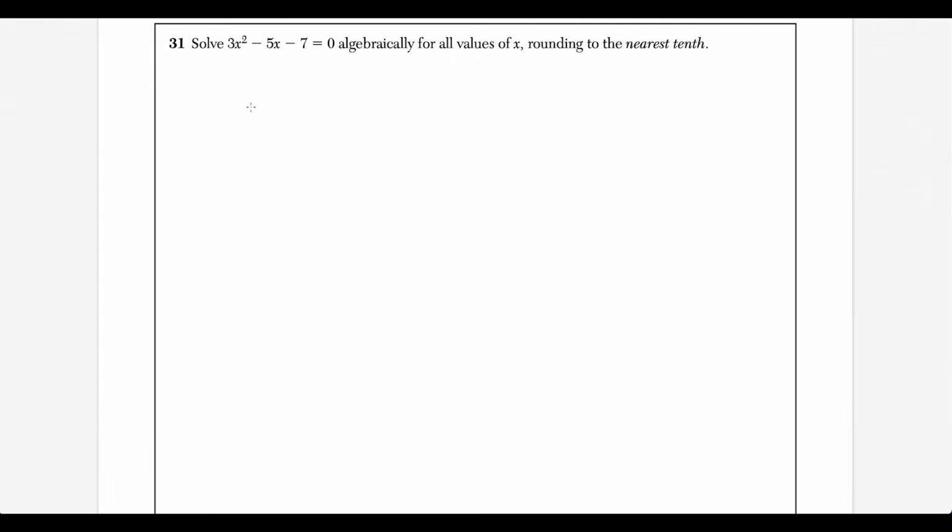Now question 31, we could try factoring this, but this is not going to factor nicely. We're going to actually have to use the quadratic formula. We're going to have irrational roots. So just know you could always use this quadratic formula no matter what your quadratic equation is. Some students actually prefer to use this one all the time because it always works.